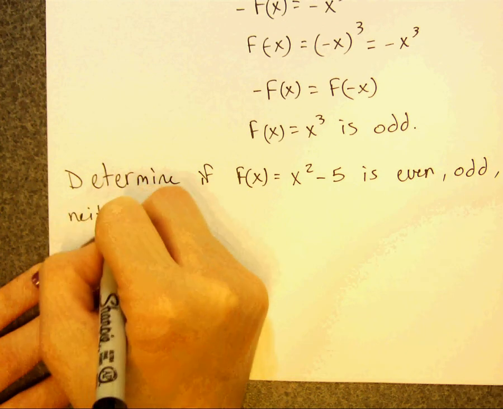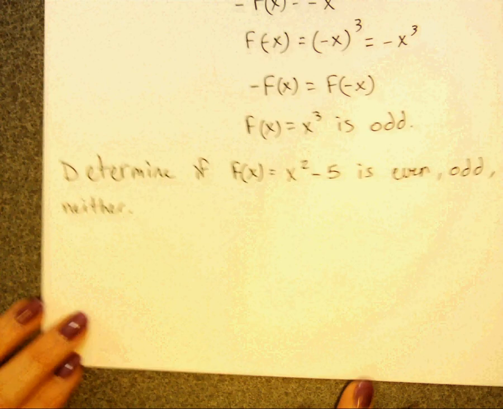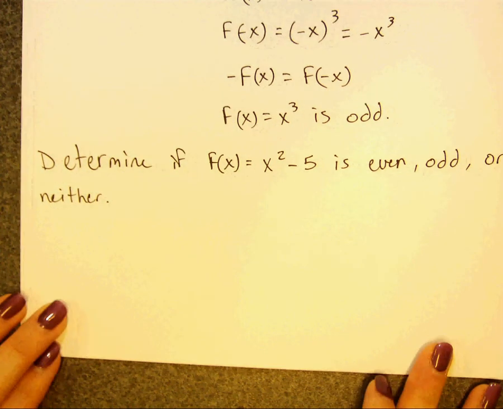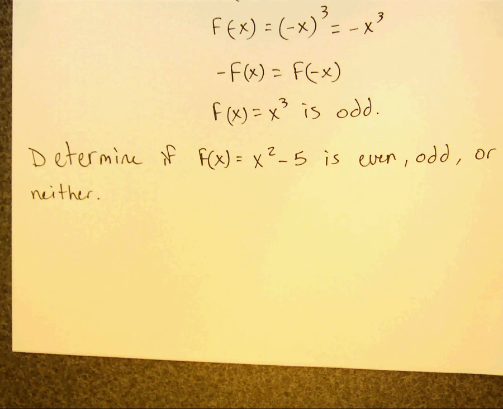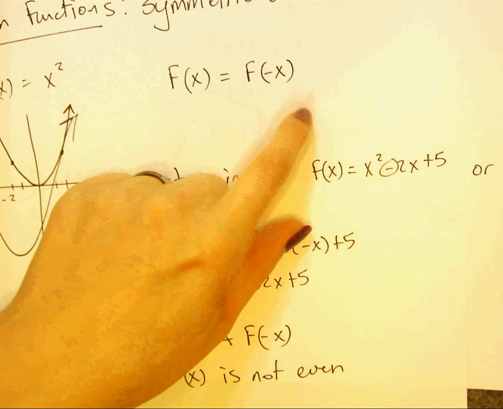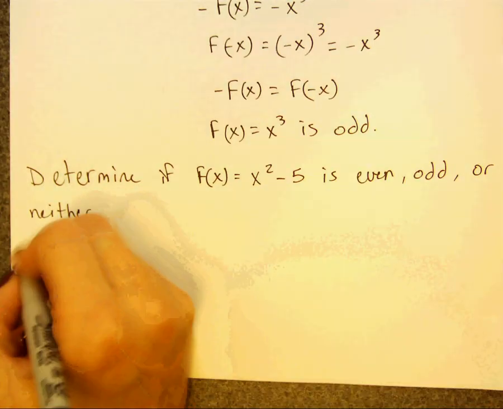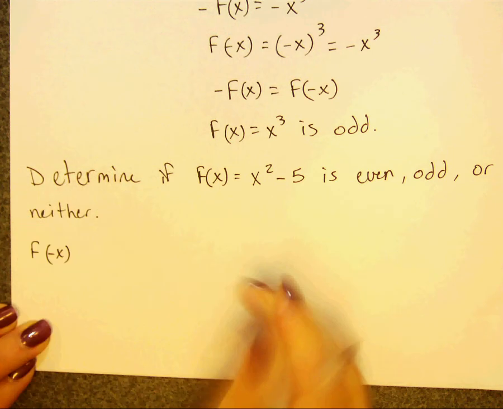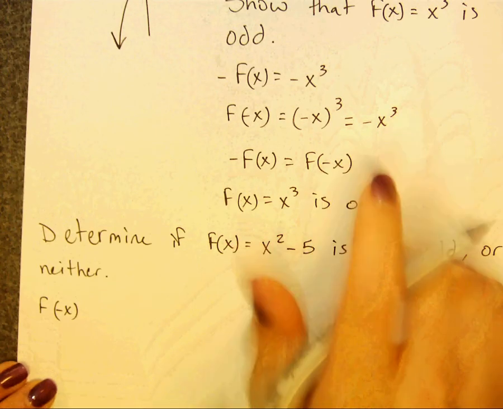I want to determine if this function is even, odd, or neither. Because a lot of functions aren't going to be even or odd, right? It's just a special handful that are one or the other. So I want to determine if my function is even, odd, or neither. To determine if it's even, recall, I need to show that f of x is equal to f of negative x. So I need to know what f of negative x is. And then to show if it's odd, I'm going to need to know what negative f of x is and what f of negative x is, right?